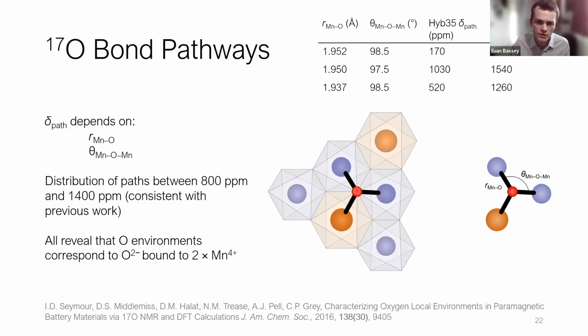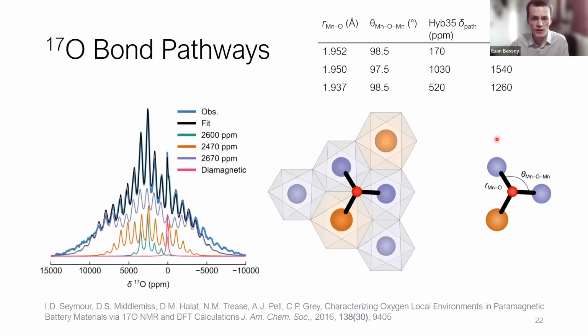So if you get a subtle variation in those lengths or those angles, then you end up with a subtle change in the bond pathway, and therefore a very subtly different environment. But I think the take-home point is, by combining these together appropriately, we can basically recreate these environments. The way we can recreate them is just by saying that we have 2 manganese 4+ and 1 magnesium, and this generates the observed spectrum. All other combinations tend to give you a poorer fit to the spectrum. So that's the 17 oxygen NMR, which gives us some quite useful, quite interesting information.